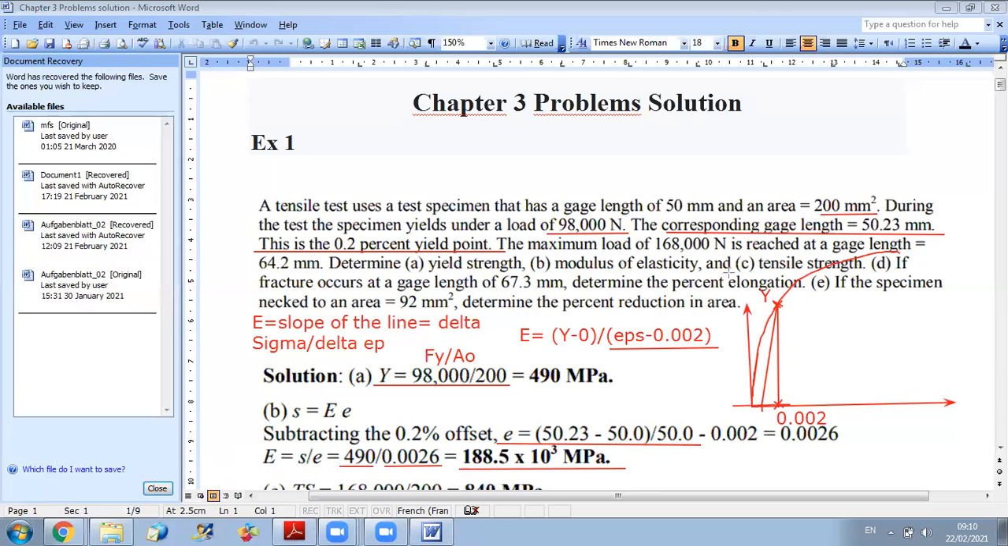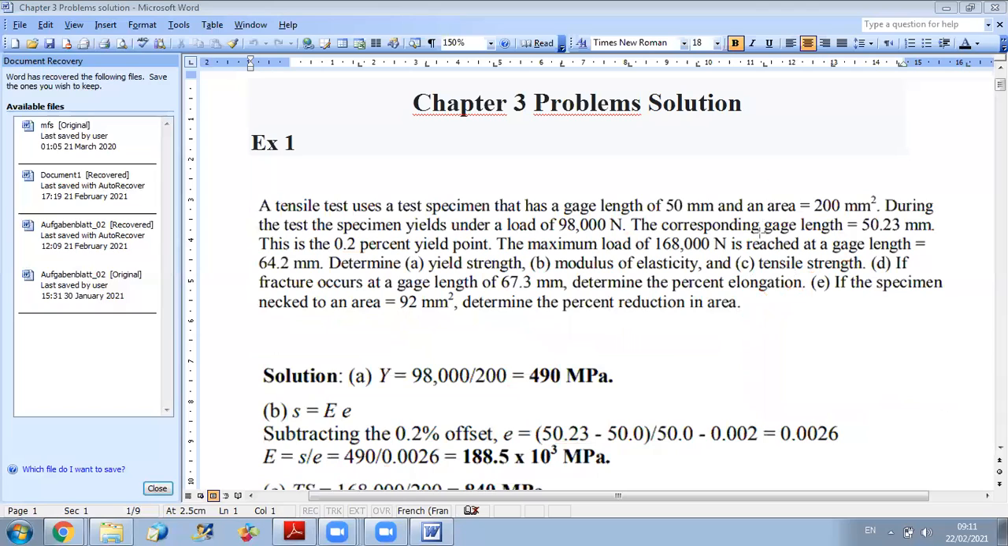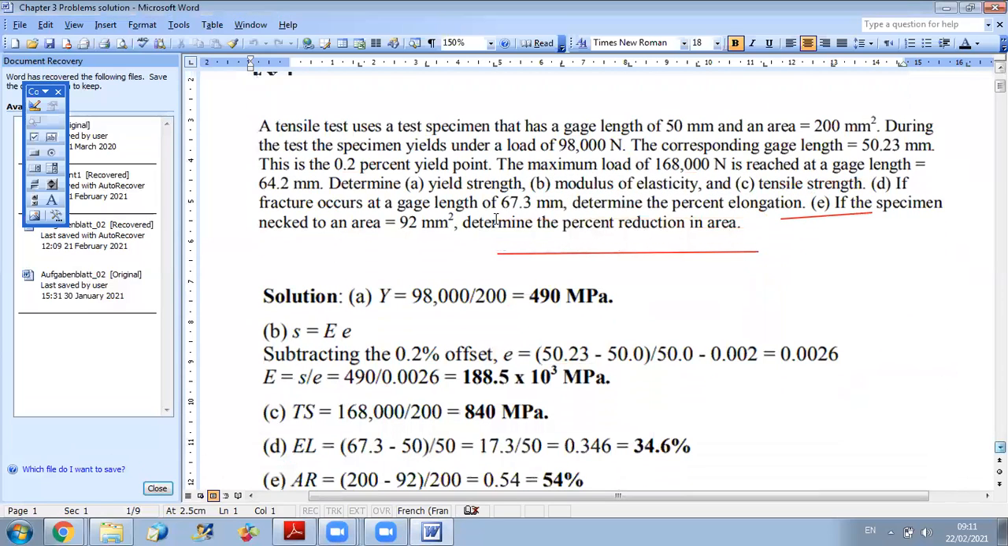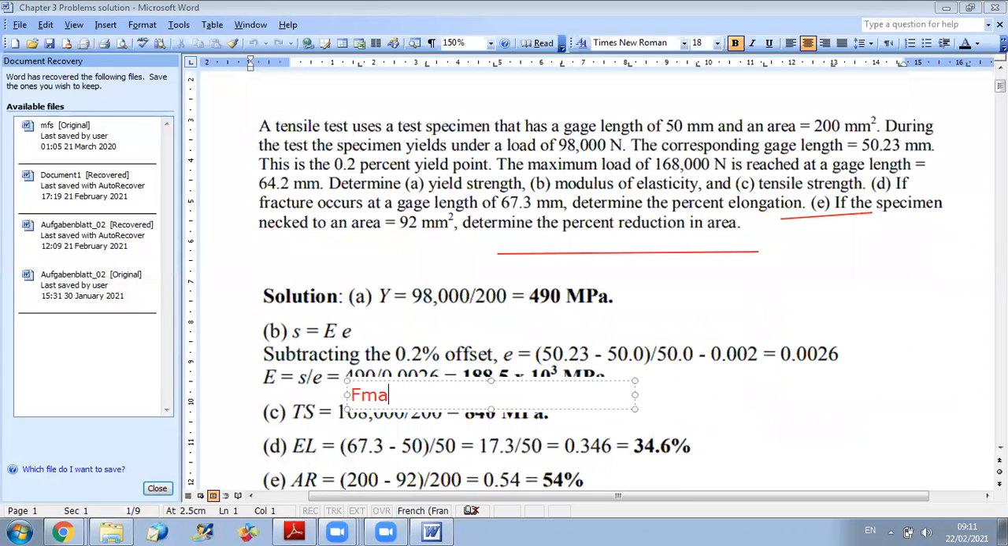Okay. Now, how to calculate the tensile strength? The tensile strength corresponds to the maximum load. And they gave us the maximum load, it's given. And we have the area A0. So the tensile strength is simply the maximum load over A0. So here we just say that tensile strength is equal to F maximum over A0. And by replacing, we can get the value of the tensile strength.